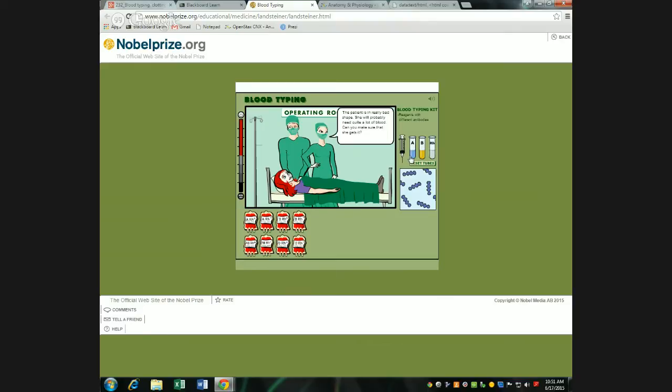So for the sake of these cartoons, this is what the anti-A antibody looks like, and it's in the vial that's labeled A. This is what the anti-B antibody looks like, which is in the vial labeled B. And this is what the anti-Rh antibody looks like, which is in the vial labeled Rh. They are drawn so that they fit like puzzle pieces with the antigens.